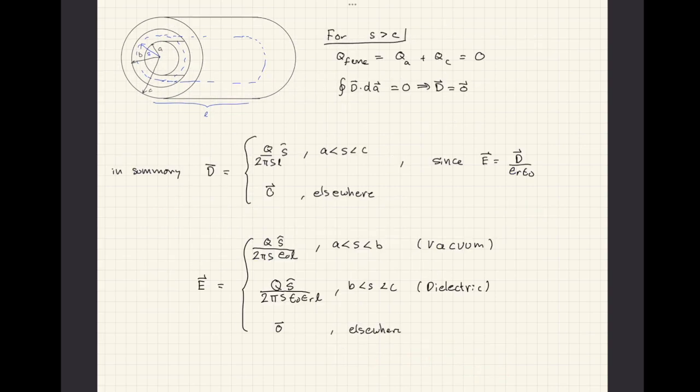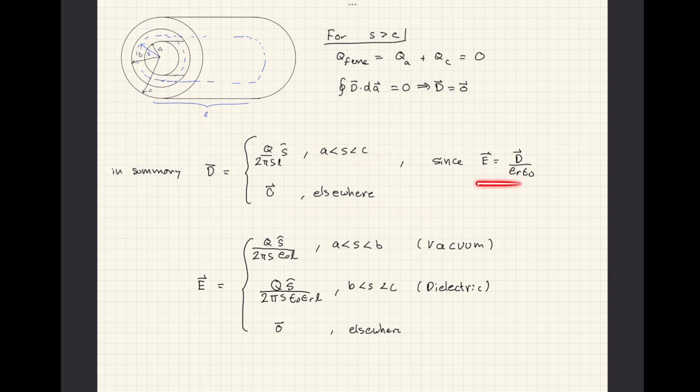Lastly, moving on to s greater than c, our Gaussian surface is now enclosing the entirety of the coaxial cable, so we are enclosing both charges here and here, so our total free charge enclosed is 0, telling us that our D is 0. So in summary, we have that our D is Q over 2 pi sL in the s hat direction in between a and c, and 0 elsewhere.